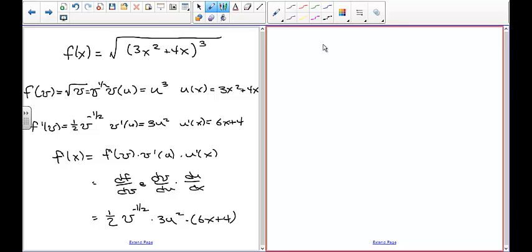So if I gave you something like f of x equals the square root of the sine of 3x squared plus 4x, in this case, you can't simplify it like I did here.